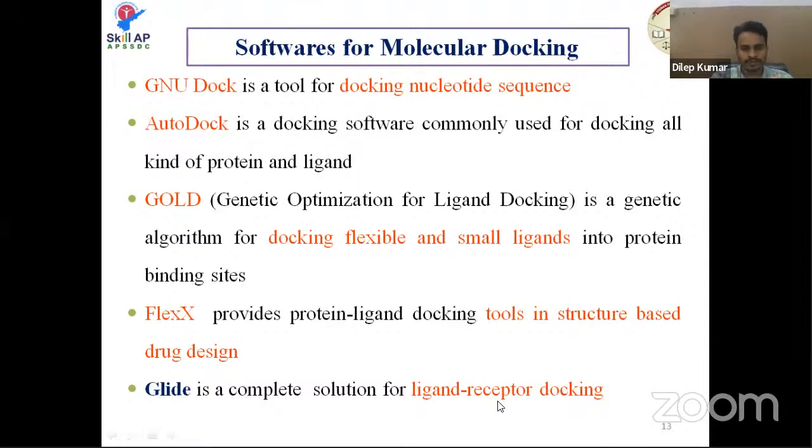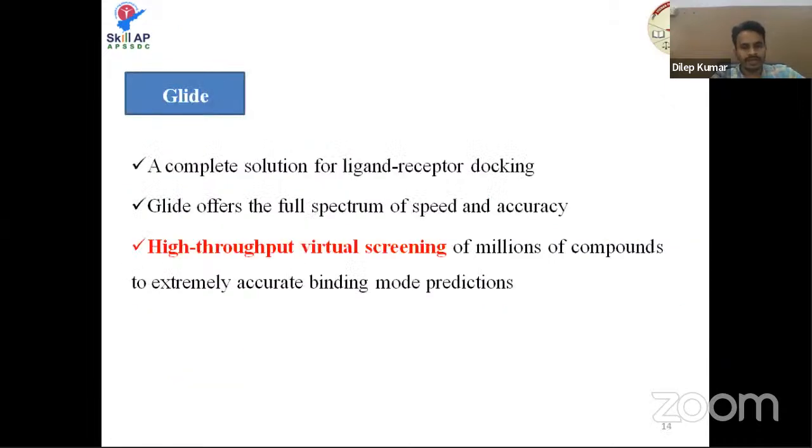It is a complete solution for ligand receptor docking. As a medicinal chemist, we are very interested in ligand receptor docking. This is a very valuable tool to design and understand the interactions between the drug and the receptor molecule. Glide is a complete solution for ligand receptor docking, and it offers a full spectrum of speed and accuracy. That is the major advantage.